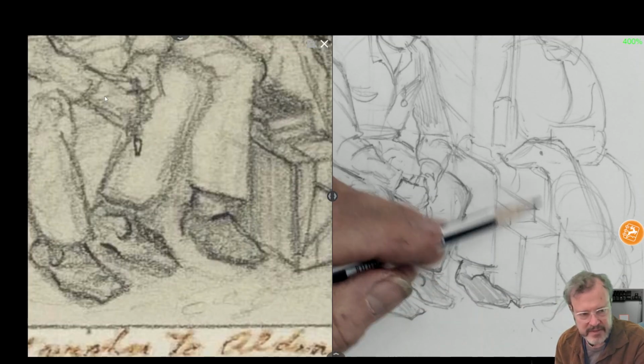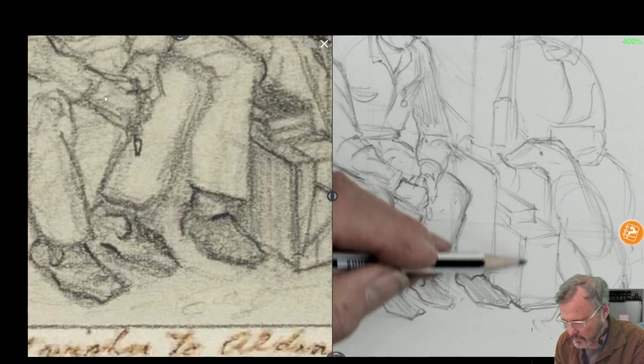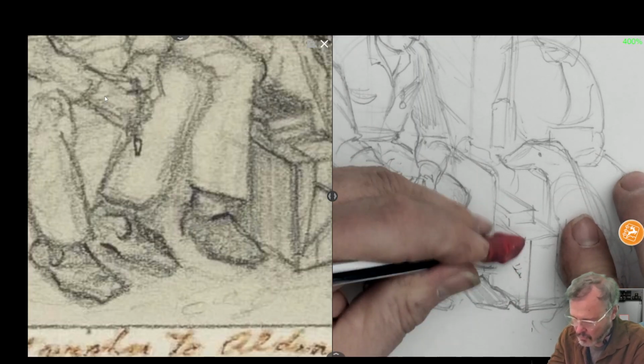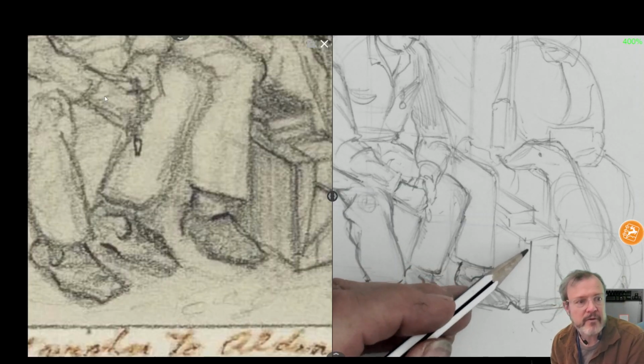Little discrepancy here in this suitcase placement. I think I need to bring that edge over a little bit. There will probably be others.